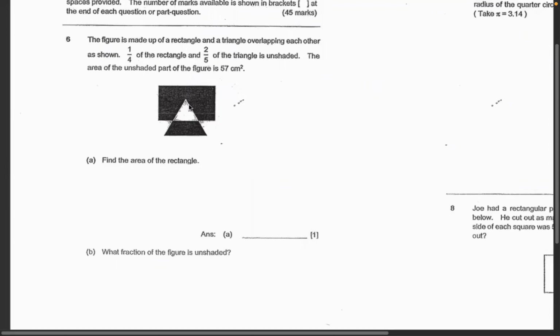Now, the figure is made up of a rectangle. Can you see a rectangle? And a triangle overlapping each other. So this is the overlapping part. Okay? Now, 1/4 of the rectangle and 2/5 of the triangle is unshaded. I think this is a very, very important point.